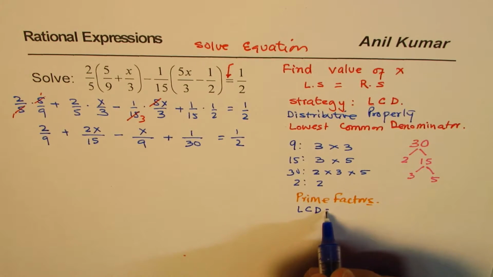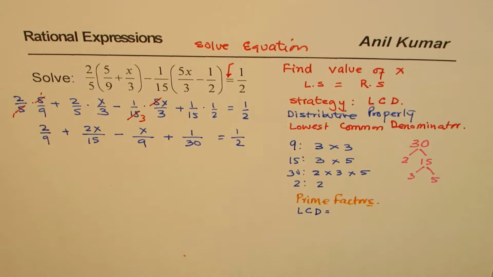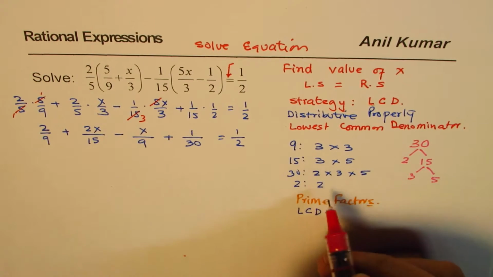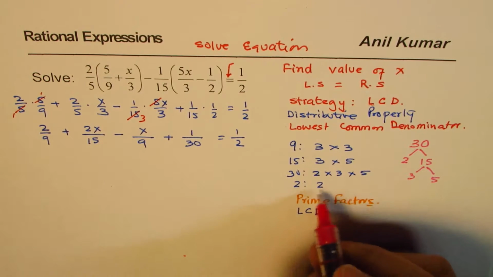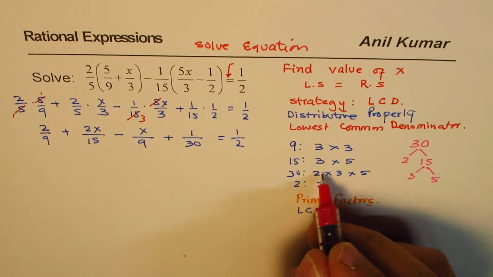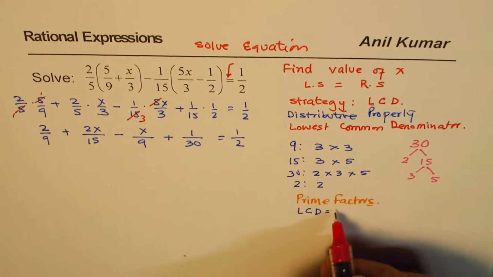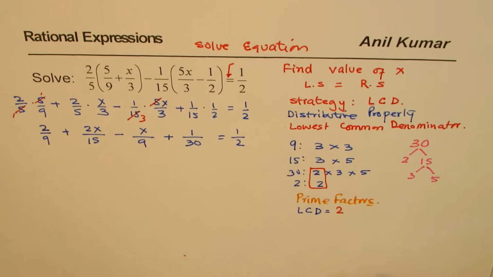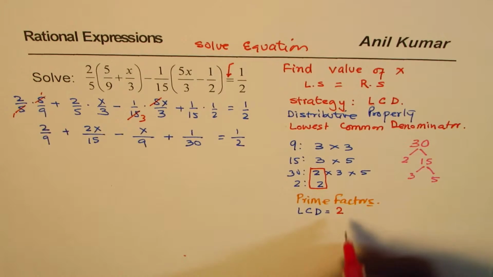That is a big question. Now the strategy is, look at each factor. Start with the lowest one. Let's say 2. How many 2's? Find the maximum number of 2's. Well, there is only 1 and 1, so we could take only 1 as common. So we have taken care of all the 2's. Is that okay? Fine. Times.